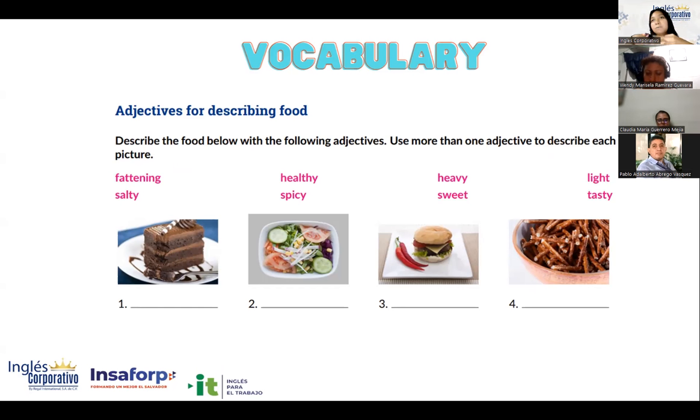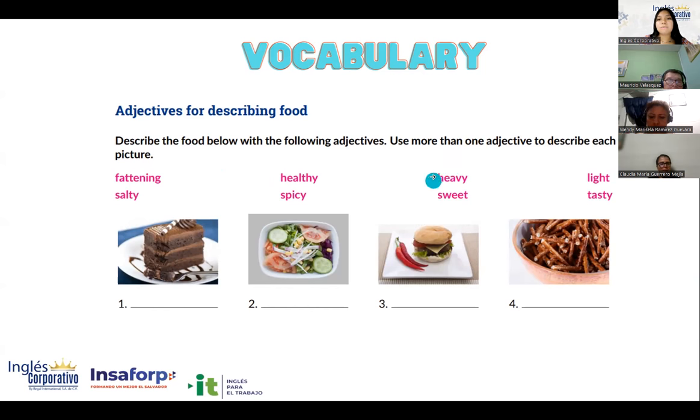Bread, fast food, a lot of things that are fried, right? So engordante. Healthy, saludable. Heavy, pesado. Something that is heavy, sometimes meat, right? Light, ligero. That's why sometimes people say, I want something light, right? Even in Spanish, that is a word that we have adopted. We say, algo light, quiero algo light, right?